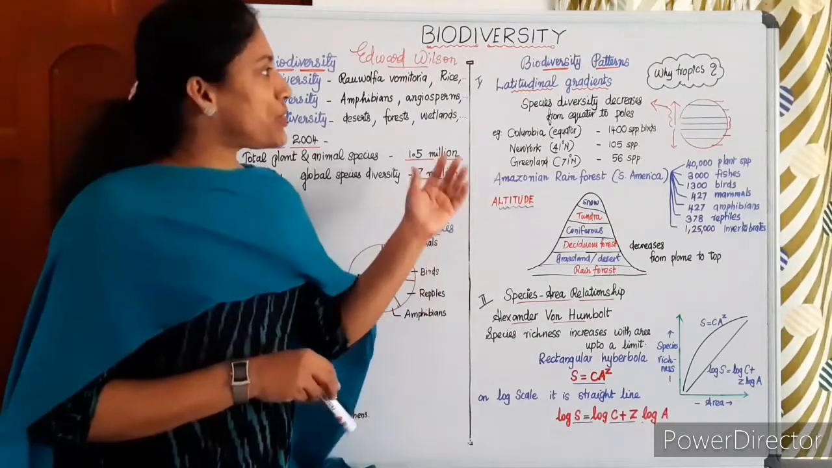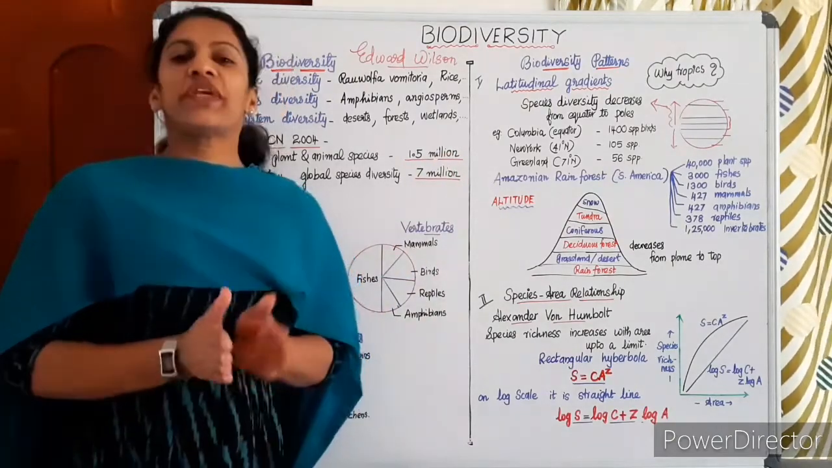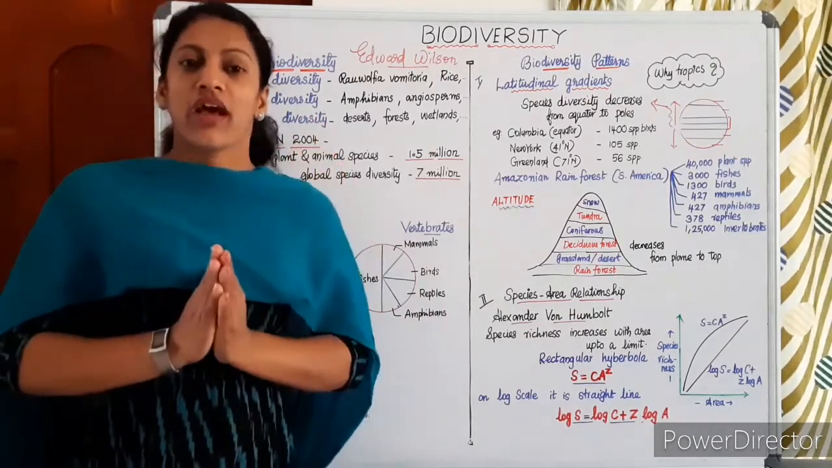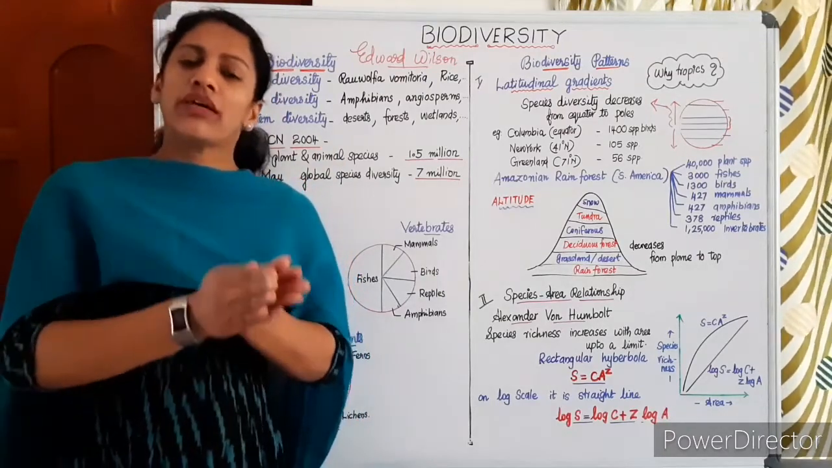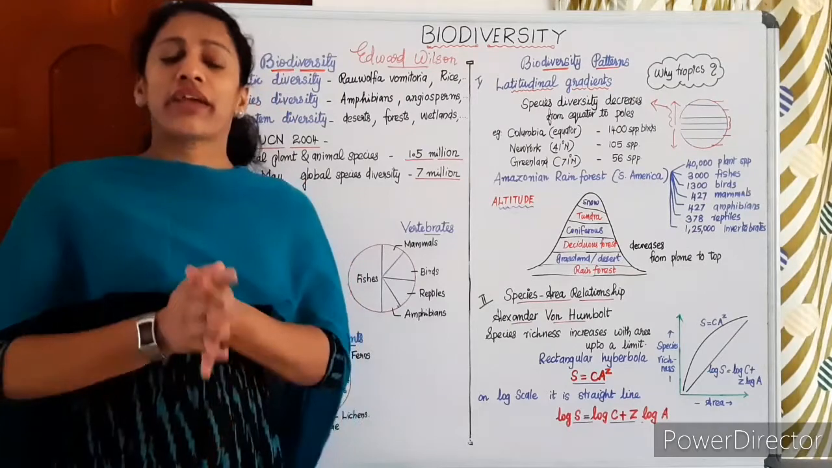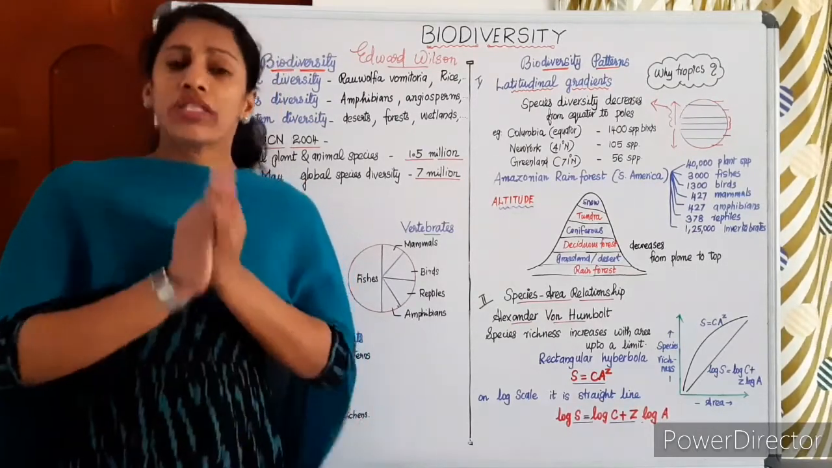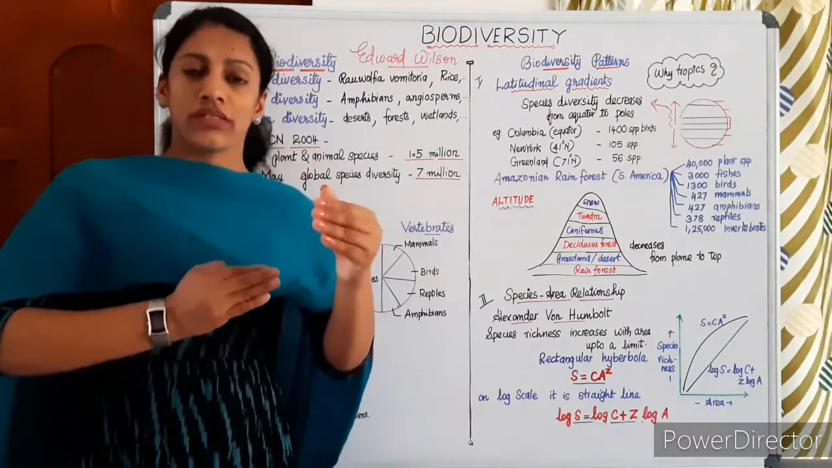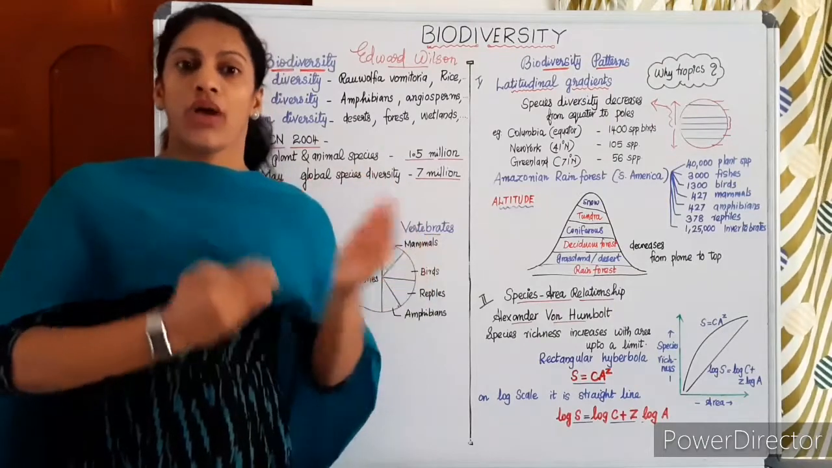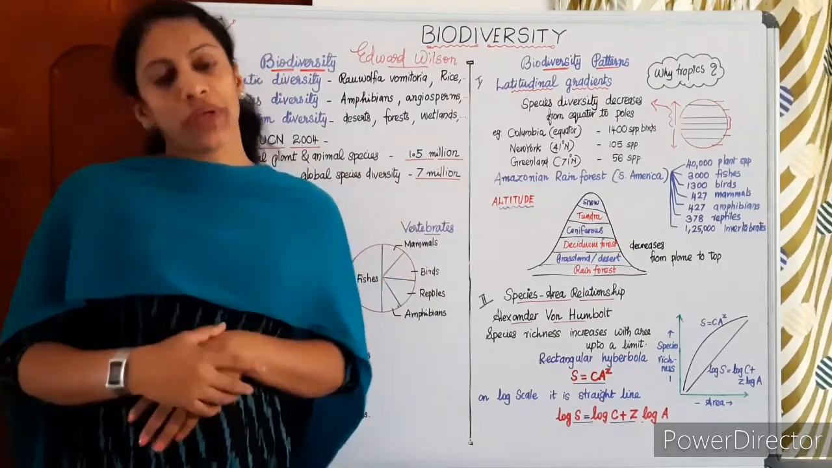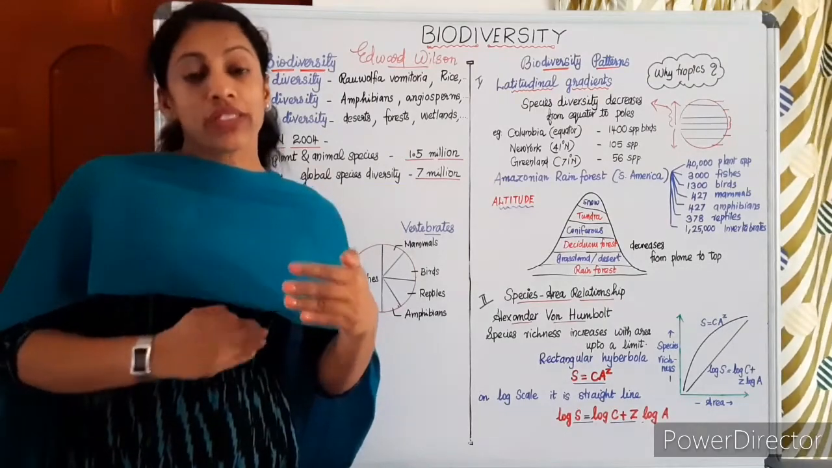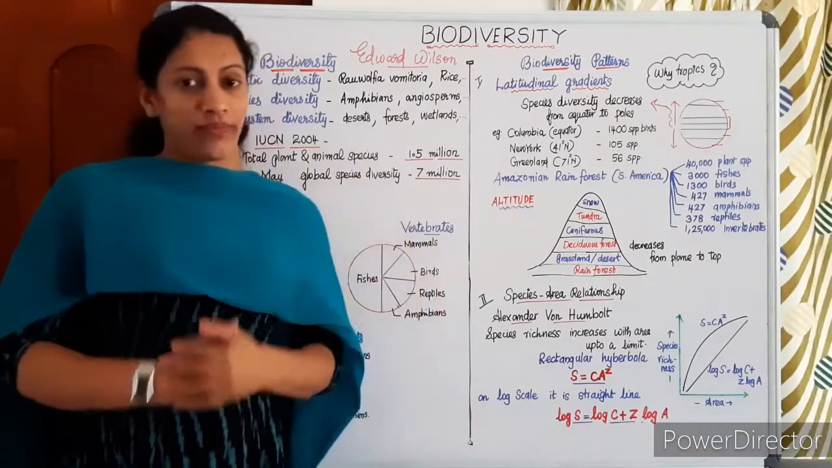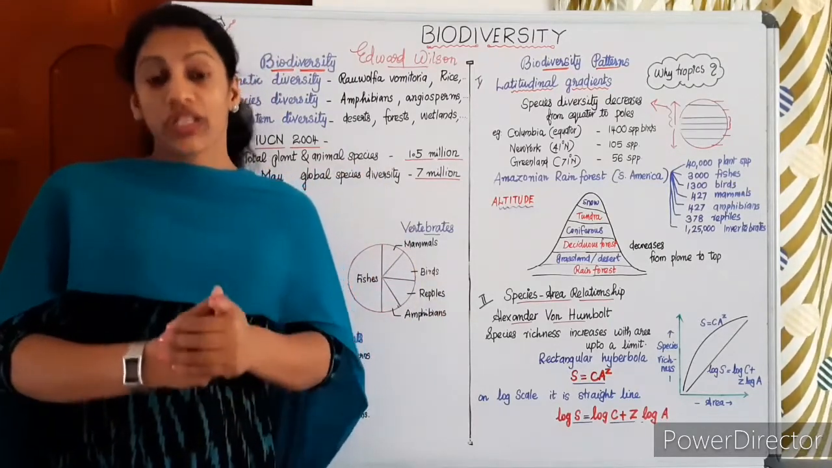Okay, that's about the latitudinal gradients. And the next feature, the species area relationship. It is a very simple concept to understand. Alexander von Humboldt was an ecologist who travelled and conducted experiments at many places on species diversity, and concluded that species diversity increases with increasing explored area. When we study more area, we get more species. According to Humboldt, species diversity increases with an increase in explored area.